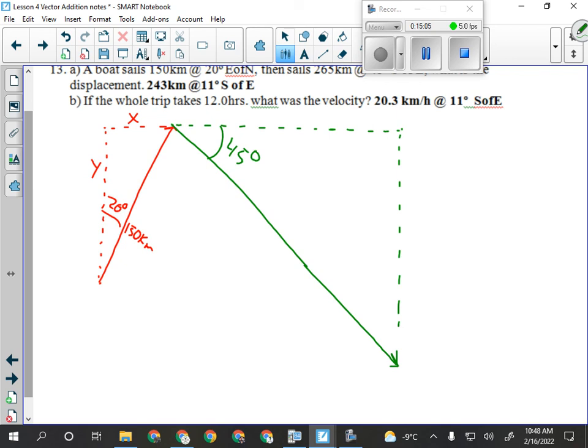Okay. All right, so this will be x, this will be y, and this will be 265 kilometers. And then my resultants will go like so.